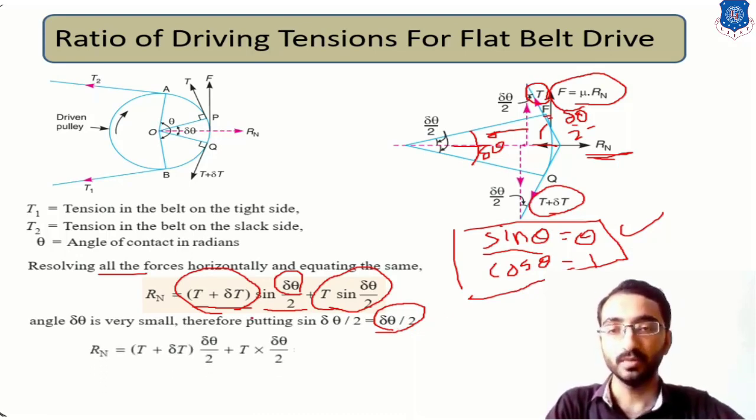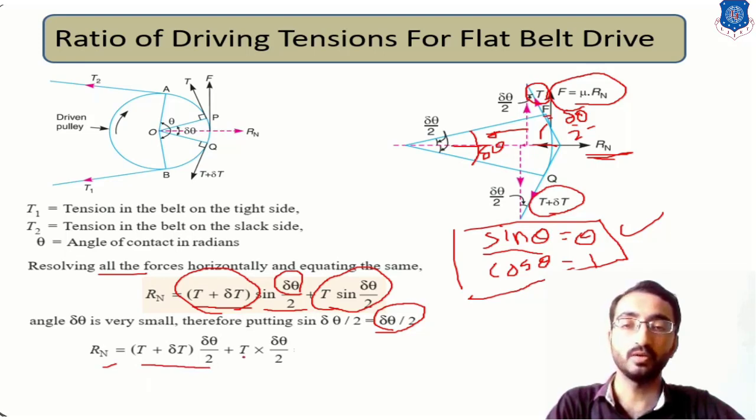So by putting this term we can say Rn is equal to (T plus delta T) of delta theta by 2 plus T of delta theta by 2. Now if we simplify this term, we get T into delta theta by 2 plus delta T into delta theta by 2, plus T into delta theta by 2. Here, delta T into delta theta is a very negligible term.